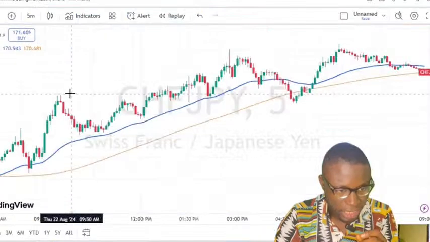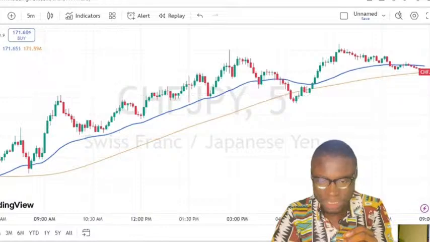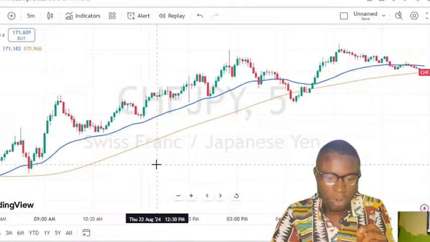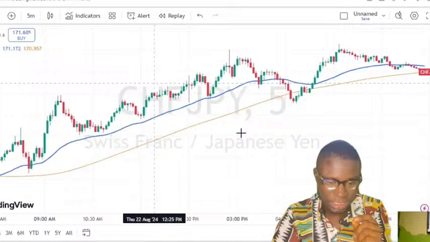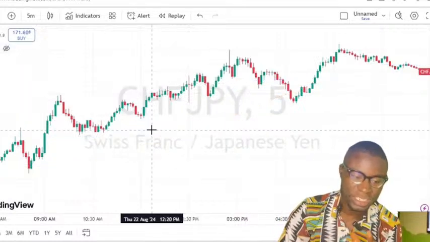So let me show you exactly how to get this moving average on your chart. If you want to get this moving average on your chart, what you need to do is to log into your TradingView. When you log into your TradingView, you're going to see your chart like this without the moving average. Okay, so it's going to be like this without the moving average.